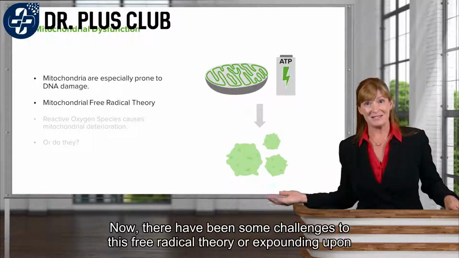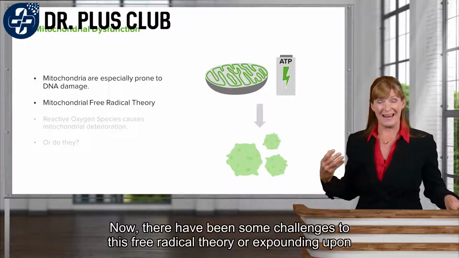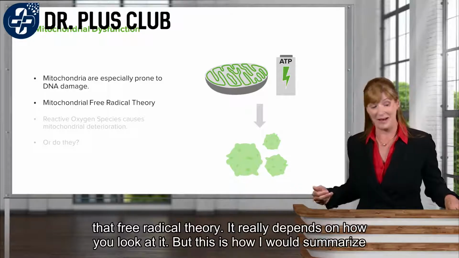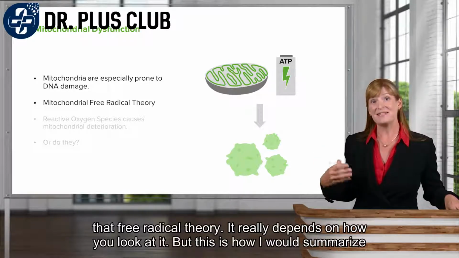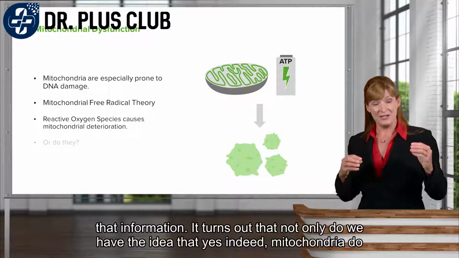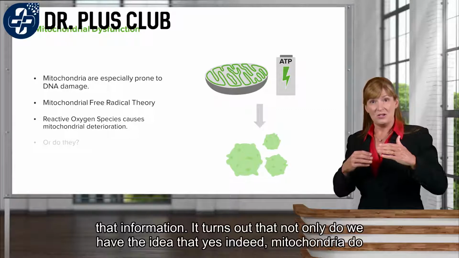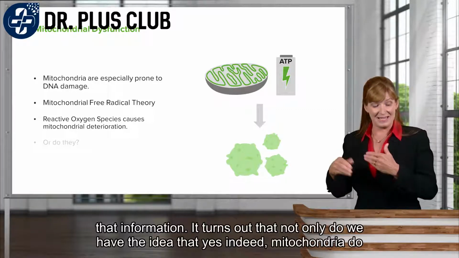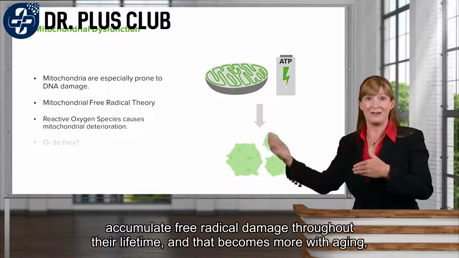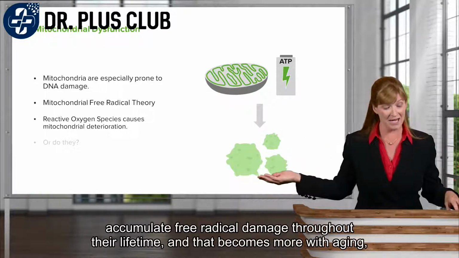Now, there have been some challenges to this free radical theory, or expounding upon that free radical theory. It really depends on how you look at it. But this is how I would summarize that information. So it turns out that not only do we have the idea that, yes, indeed, mitochondria do accumulate free radical damage throughout their lifetime, and that becomes more with aging.